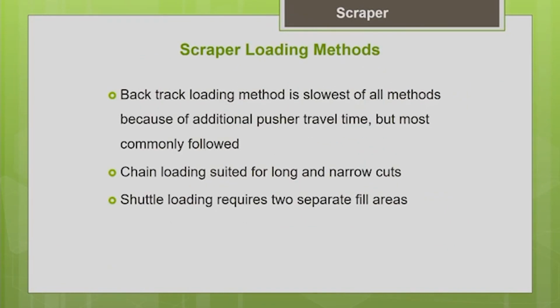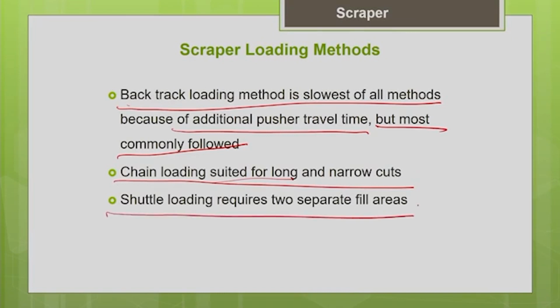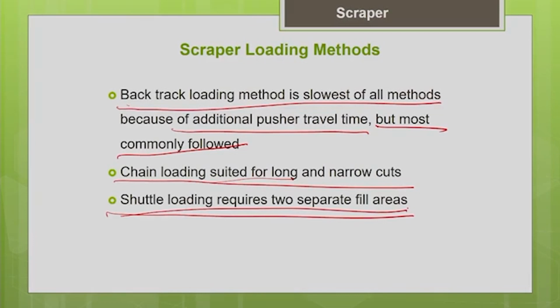Let me now summarize. The backtrack loading method is the slowest of all the methods because of the additional pusher travel time for backtracking or returning, but it is most commonly followed because people prefer cutting in the same direction. Chain loading is suited for long and narrow cuts; here the return time is reduced. Shuttle loading requires two separate fill areas in both directions, so you can see scrapers moving in both directions. This also has shorter cycle time, but it is not the one commonly followed.